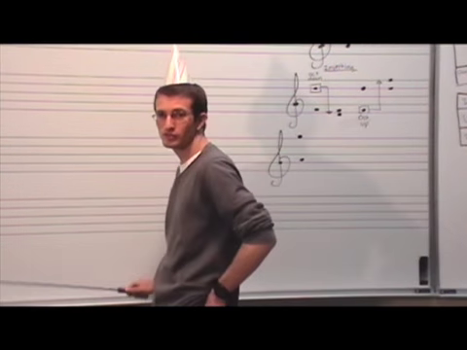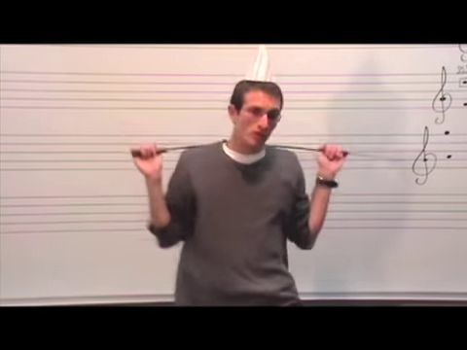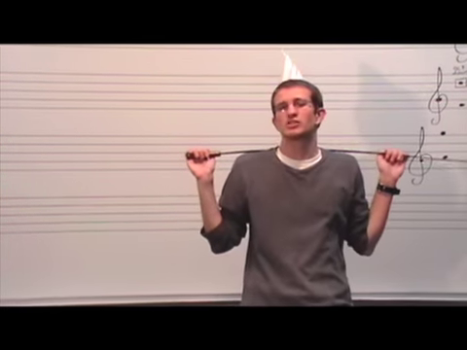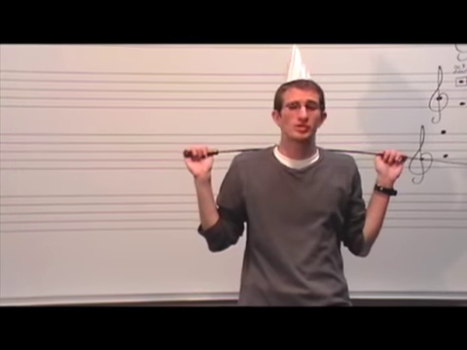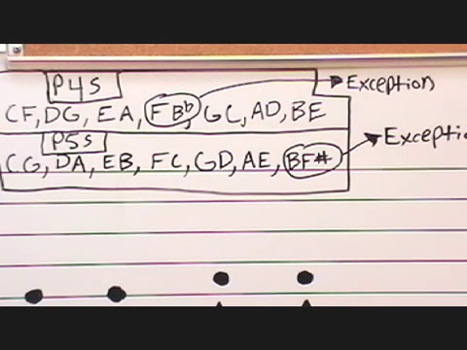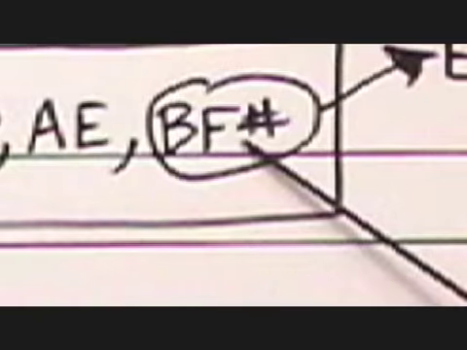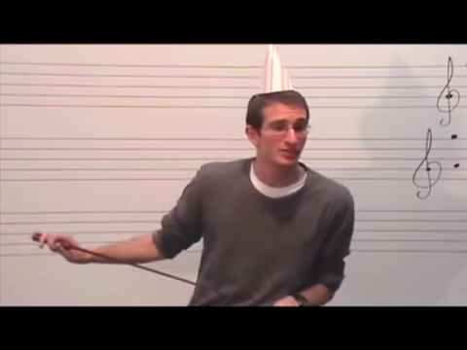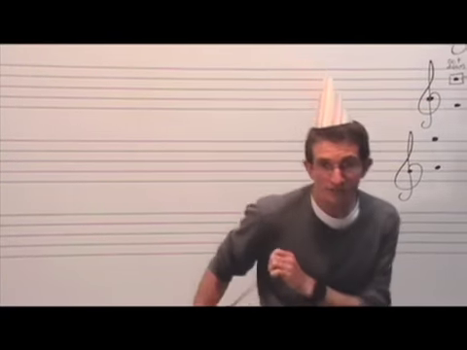And what about those fourths and fifths? Easy. They are always perfect as long as both notes have the same or no accidentals. The exception for perfect fourths is F to B flat. The exception for perfect fifths is B to F sharp. Now, we've got our unisons, seconds, thirds, fourths, and fifths.